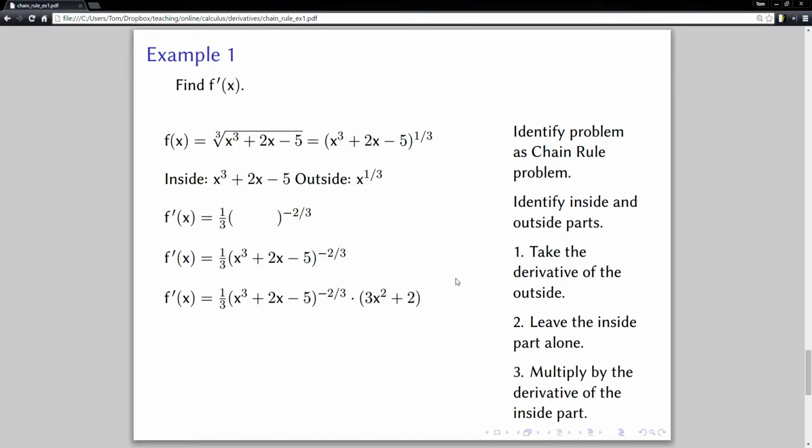I can make that look a little bit nicer by moving the negative 2/3, or this expression to the negative 2/3, down in the bottom and changing the exponent to be positive. And then multiplying the 3x squared plus 2 times this one right here. And just writing it as a big fraction like that. And so that's it.